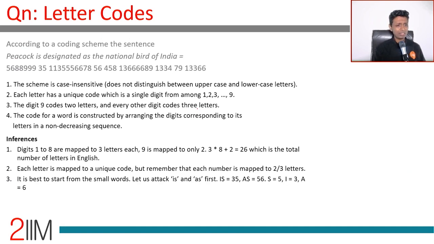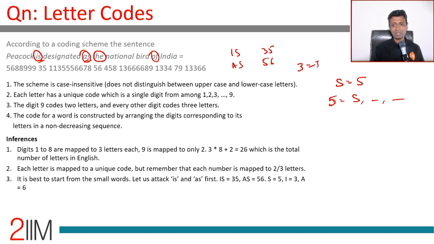Right, so let's think about this. The best place to start is going to be the short words. Is, as, the, of. Is and as are probably wonderful places to start because both of them have S. IS is 3, 5. AS is 5, 6. S is common. S is equal to 5, or 5 is equal to S. Both ways you can write this. 5 is coded as S or S is coded as 5. And 5 could be S and 2 more letters. S can only be 5. And IS is 3, 5, S is 5, 3 is I, or I is 3.